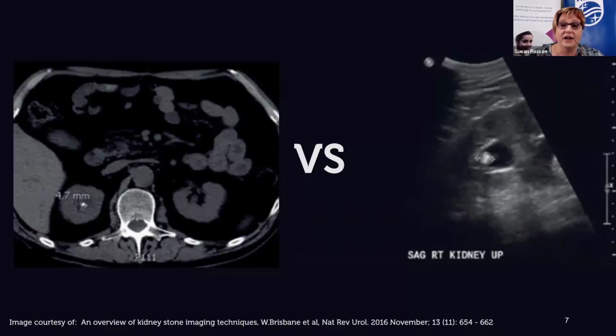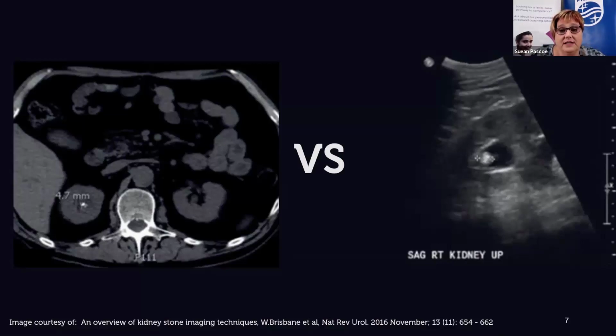But another factor is the radiation dose. There is significant radiation dose depending on whether it's low dose CT or ordinary CT. It can range from 3 to 10 millisieverts versus 0 for an ultrasound. And the cost factor is significantly greater for a CT scan.